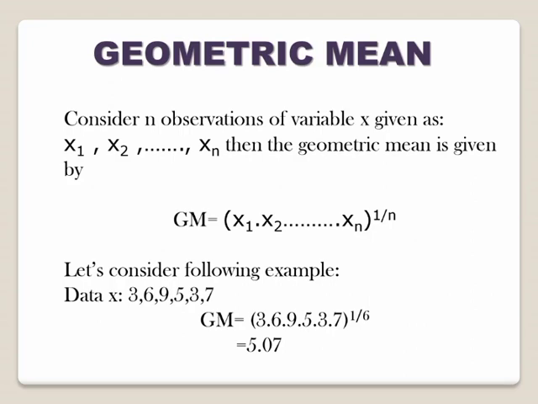For geometric mean, consider n observations of variable x given as x1, x2 and so on till xn. Then the geometric mean is given by the nth root of the product of all n observed values of x. Considering the previous example, the geometric mean of the data is 5.07.